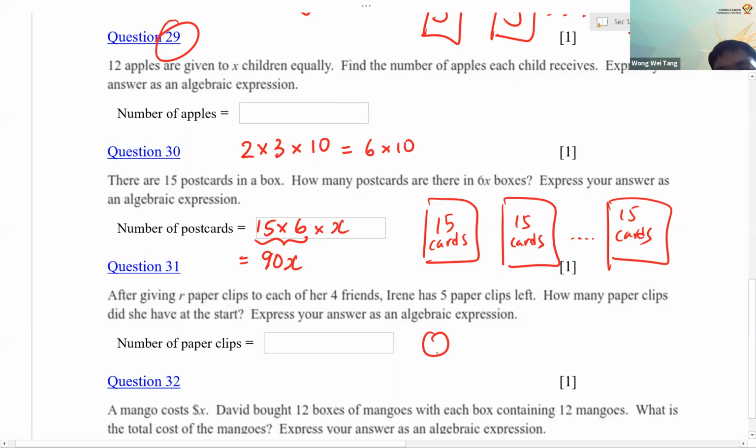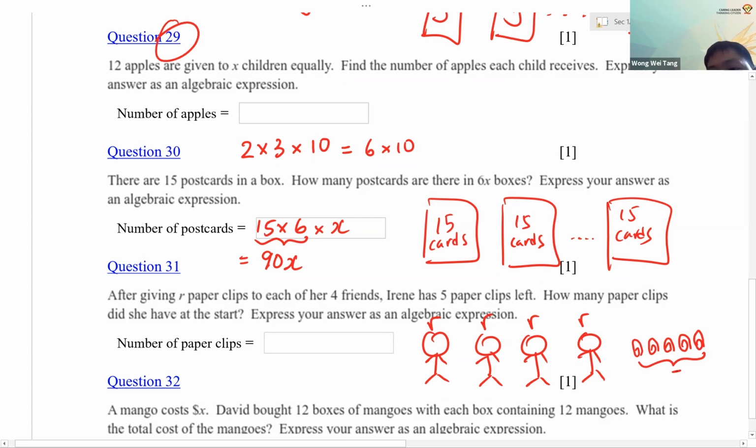So let's see, got 1, 2, 3, 4 people. She gave R to each of them. Okay, so this person gets R paper clips, R paper clips, R paper clips, R paper clips. And then she has how many left? 5 left. Okay, I'm trying to draw paper clips over here. So there are 5 left. All together, how many did she have at the start?